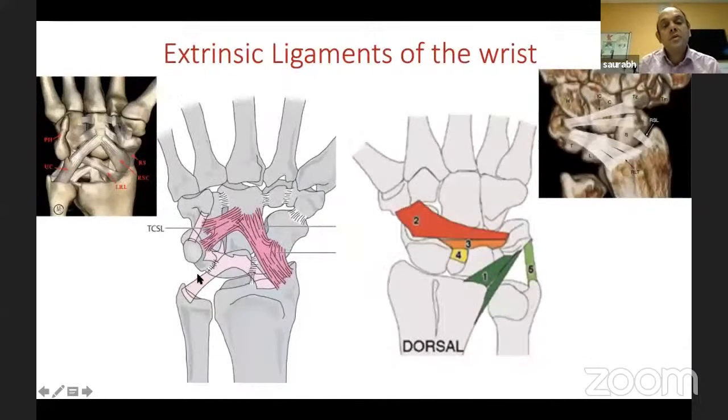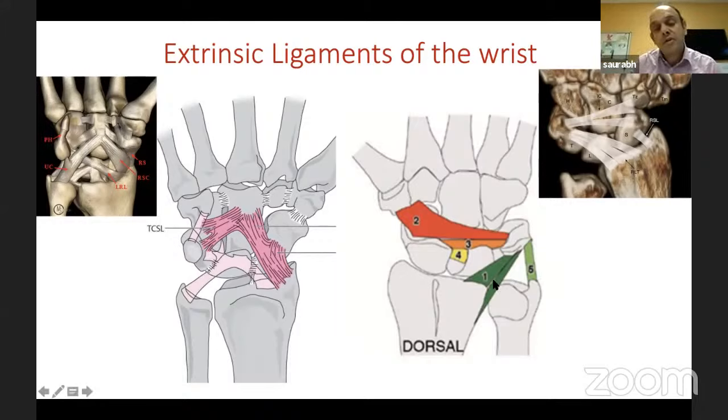Extrinsic ligaments, if we see the volar surface, are centered over lunate and capitate. They come from the radius: radiolunate, ulnolunate, radioscaphocapitate, and ulnocapitate. That's where they are centered, as you can see in this picture. These ligaments are again thickenings of the capsule, and so obviously the space between the two will be weak. That's the space of Poirier, where the lunate dislocates or tends to come out.